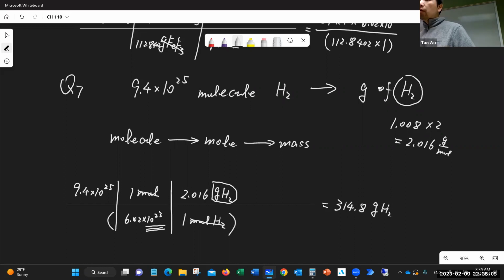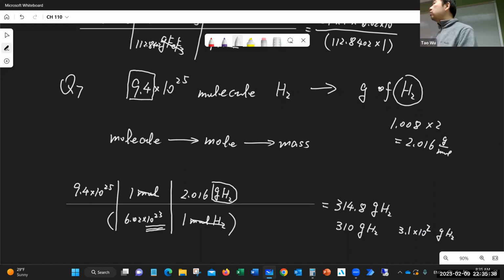Well, if you look at the question, the question only gives us 2 sig figs. So for the answer, you're going to only keep 2 sig figs. To keep 2 sig figs, the answer will be 310 gram, okay? Or you can write it like 3.1 times 10 to the 2nd gram of hydrogen. This is also fine.